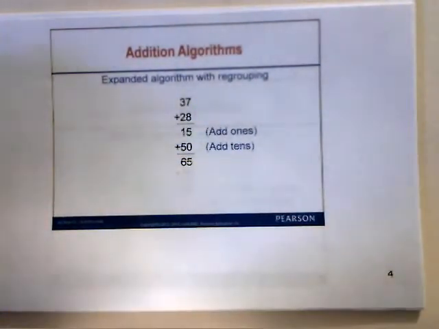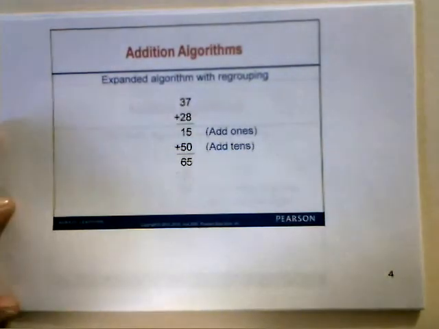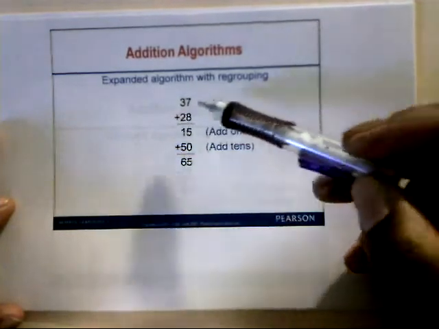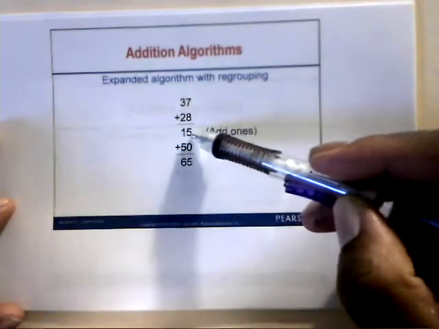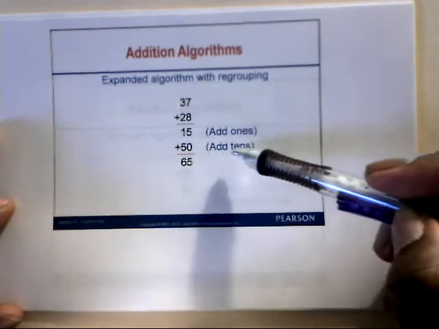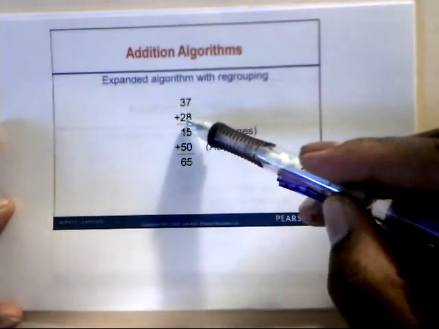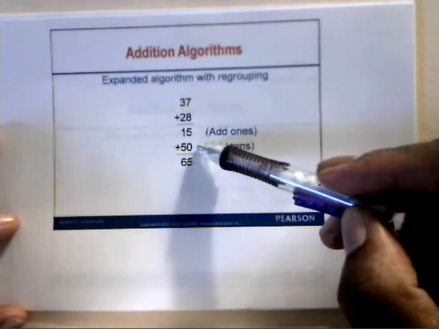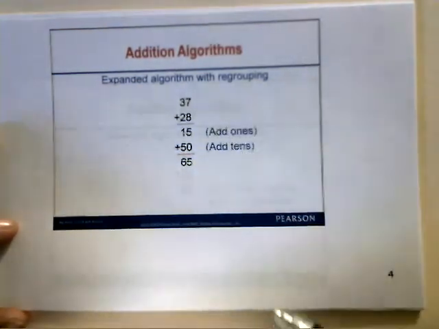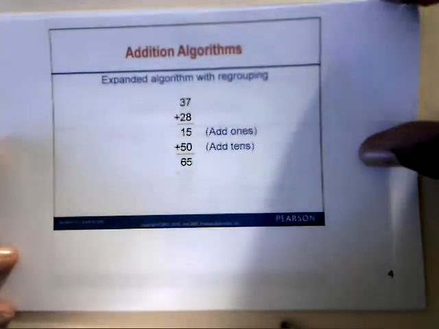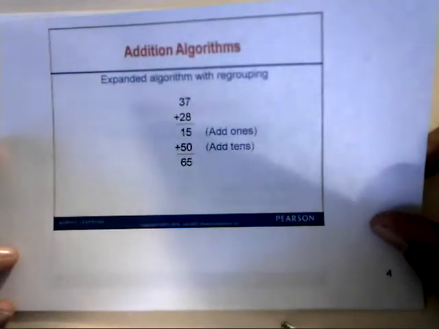Now, let's expand the algorithm with regrouping. Let's say 37 plus 28 is what we're trying to add. We add the ones. 7 plus 8 will give you 15. And then add the tens. 30 plus 20, that's 50. 15 plus 50 will be 65. Okay, so this is the expanded algorithm when you're doing regrouping.